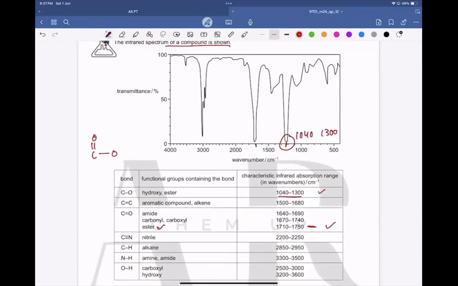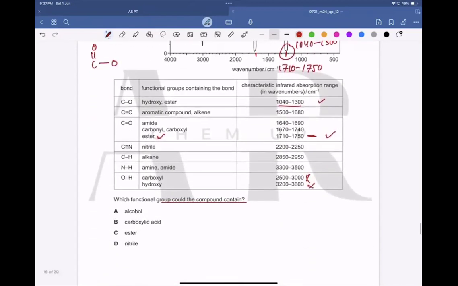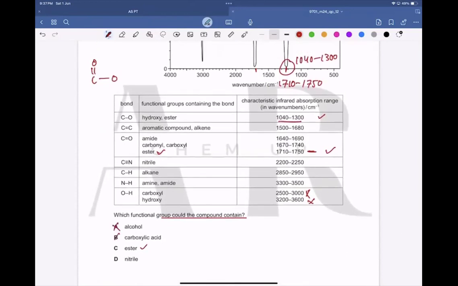And this one is there, 1710 to 1750, and see, these were missing. So it means that it is an ester. So A goes wrong, B goes wrong, D goes wrong. So C is the correct answer. Is this clear to all of you?